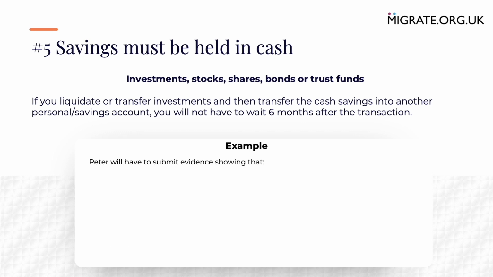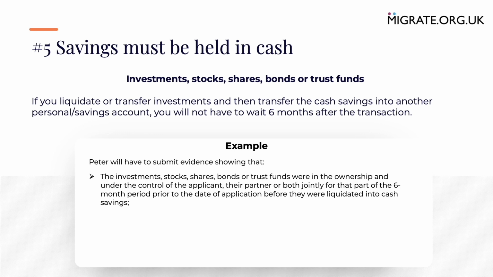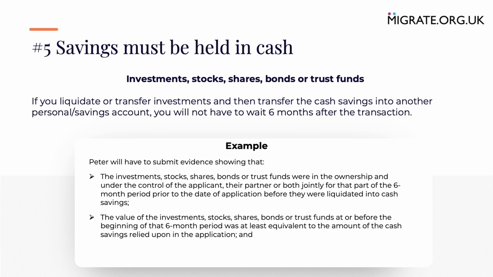In order to rely on the provision which allows him to rely on the cash savings resulting from the proceeds of the sale of stocks and shares, he will have to submit evidence showing that: 1. The investments, stocks, shares, bonds or trust funds were in the ownership and under the control of the applicant, their partner, or both jointly, for that part of the 6-month period prior to the date of application before they were liquidated into cash savings. 2. The value of the investments, stocks, shares, bonds or trust funds at or before the beginning of that 6-month period was at least equivalent to the amount of cash savings relied upon in the application. And 3. The cash savings meet the other cash savings requirements.